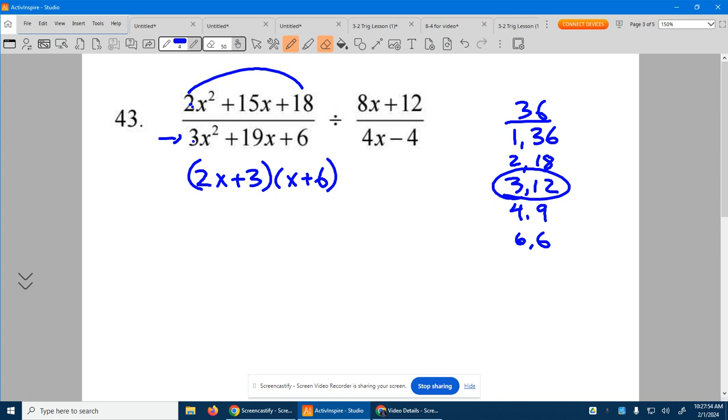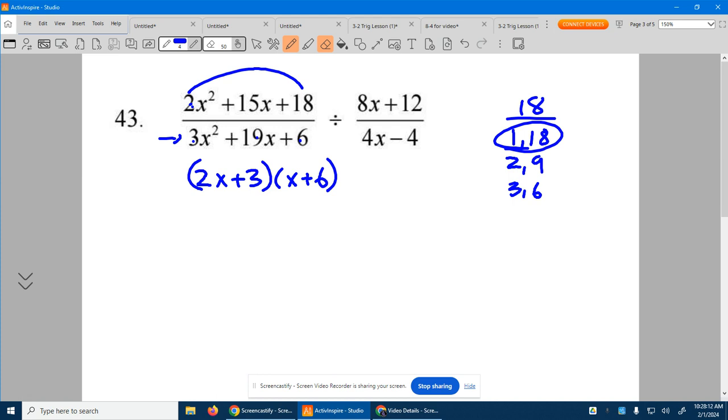So we do the a times c value to bust b. That's 18. So let's figure out what he is. The factors of 18, the things that multiply together to give us 18: 1 and 18, 2 times 9, 3 times 6. What of those combines to give you a positive 19? Ooh, it's the 1 and 18. So I'm going to break 19x apart into a 1x and an 18x. And then I brought down my 6 and the 3x squared.